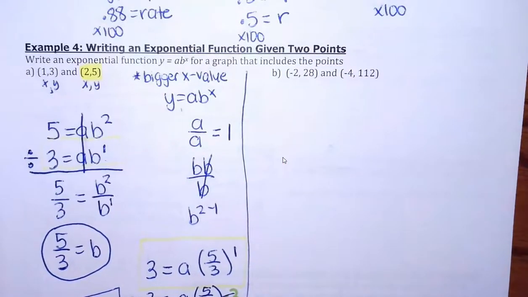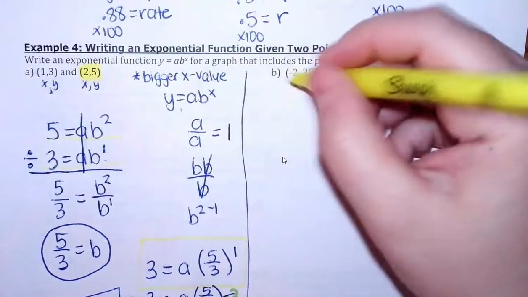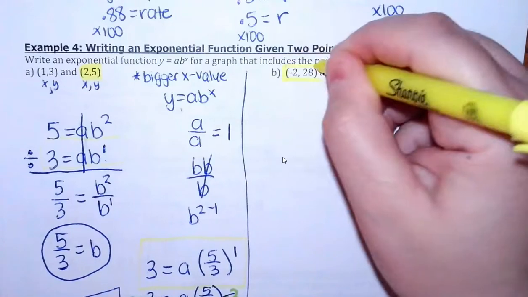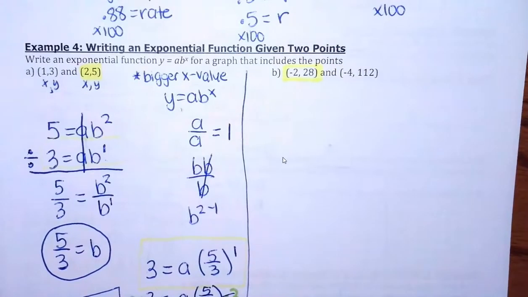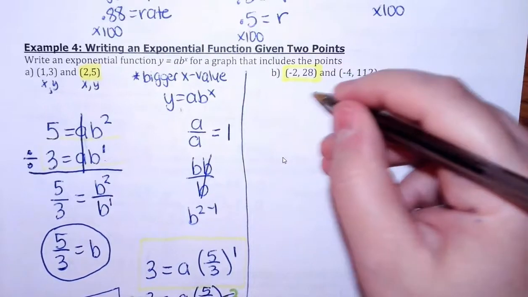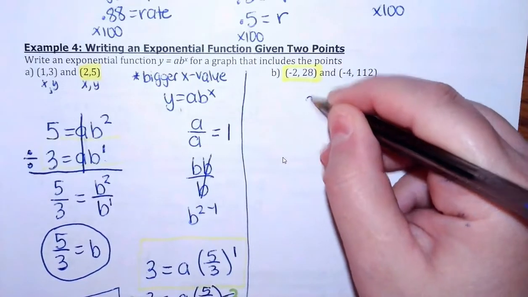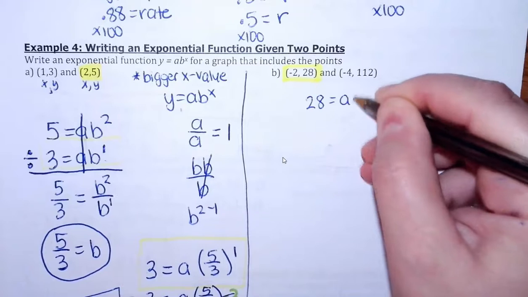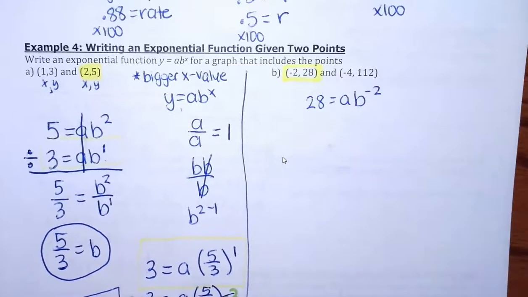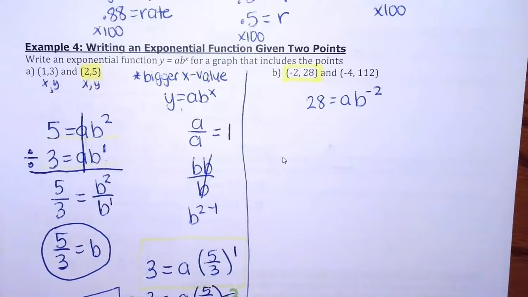All right, now, a little tricky here. Like I told you, I would start with the bigger x value, and -2 is bigger in terms of its value than -4. -4 is smaller than -2, so I'm going to start with the -2 and 28. So y is 28 when x is -2. So if I plug that into ab to the x, I get 28 equals ab to the -2.